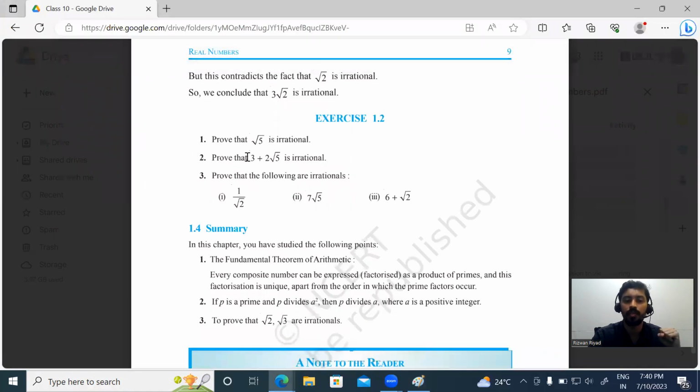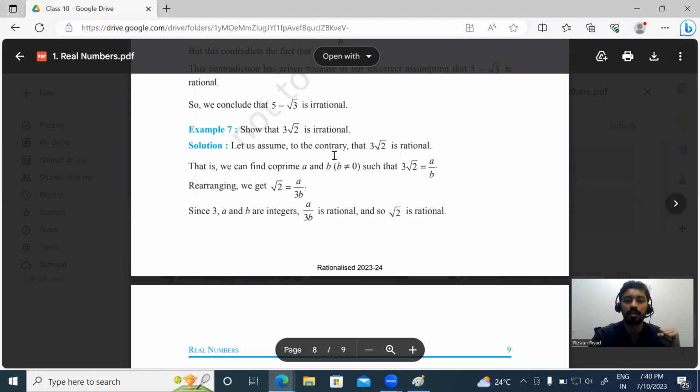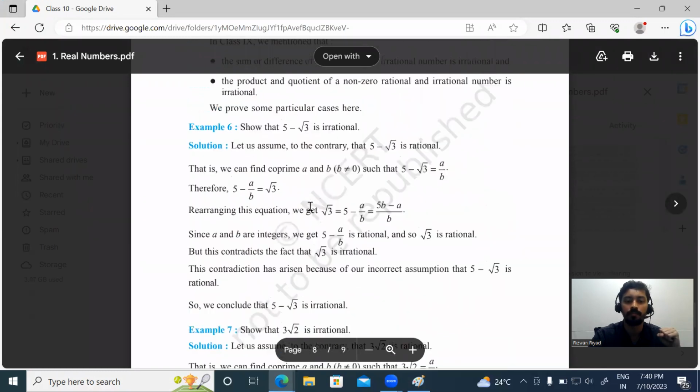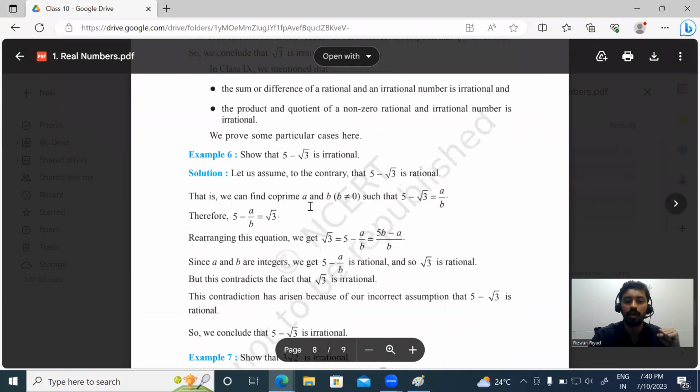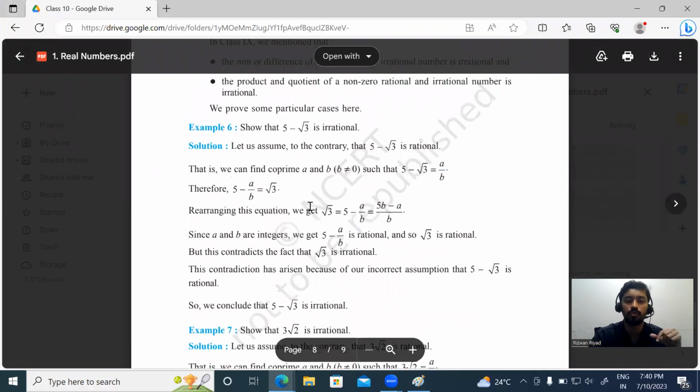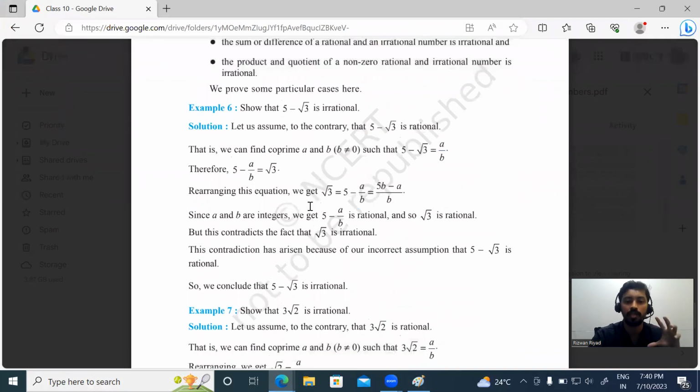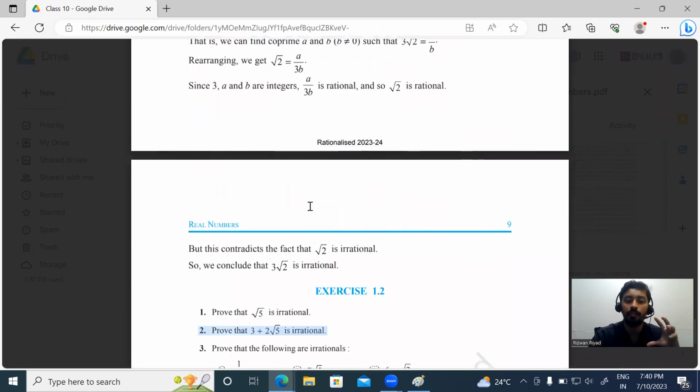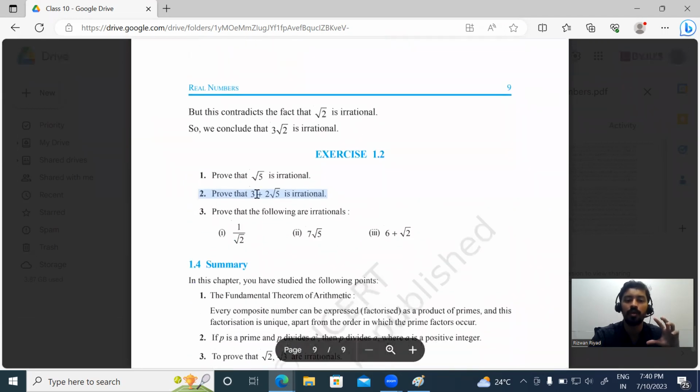We need to prove that 3 plus 2 root 5 is irrational. You can find similar questions here, like 5 minus root 3, and you can see the solution below that. I'm not discussing it now. I am taking this one only, because we don't have any solution for it in the textbook. If this one is clear for you, you can easily understand the previous one.